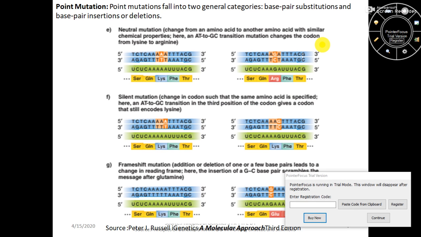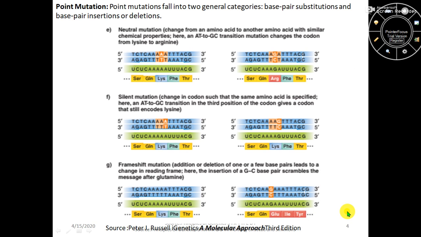Another three types of point mutations are neutral mutation, silent mutation, and frameshift mutation. These are also very easy to understand. In neutral mutations there is no change in the effect of protein synthesis. Here AT is changed into GC, but it produces lysine in one case and here it produces arginine.